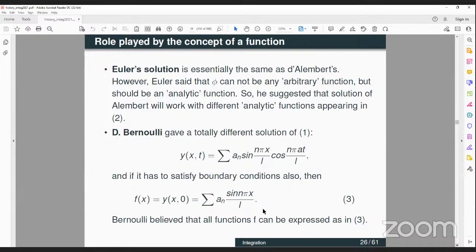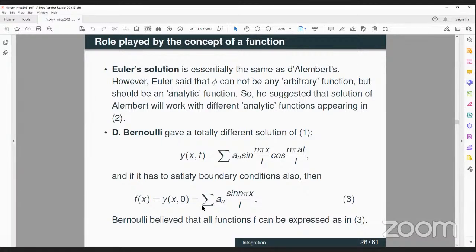Bernoulli gave a totally different solution to this. He said the solution y(x,t) should look like a superimposition of sine and cosine functions, trigonometric functions. So it should look like some constant multiple of sine, and x, L is the length. Since it also satisfies boundary conditions, f(x) is equal to y(x,0). So f(x) should look like this.